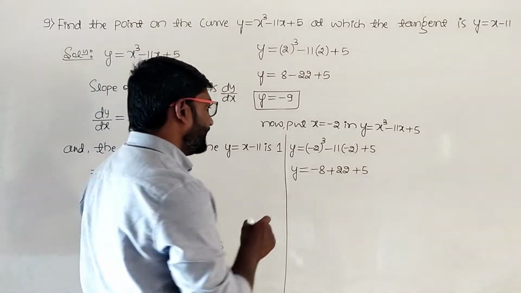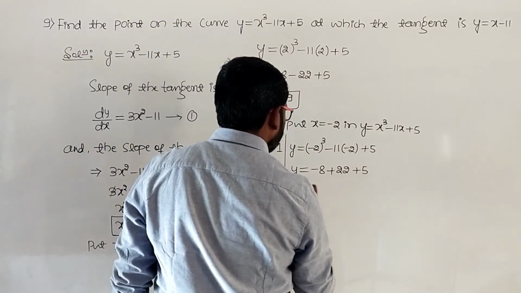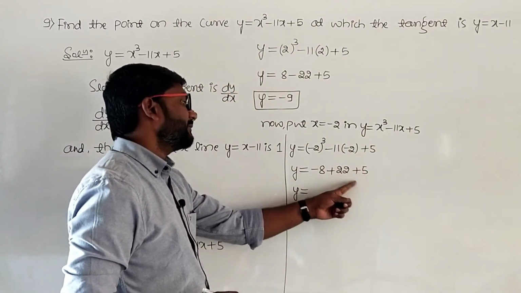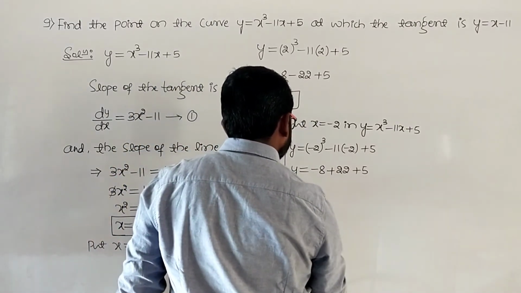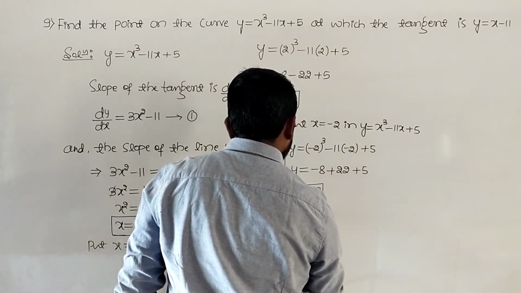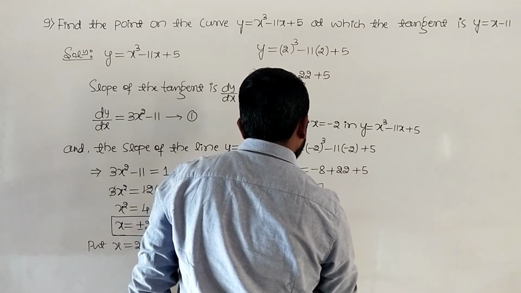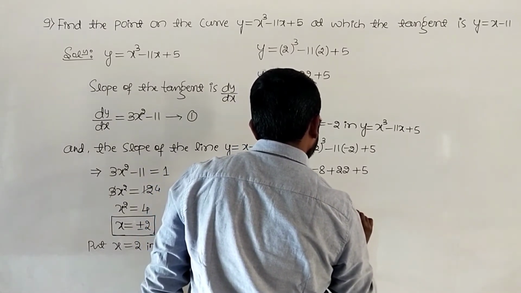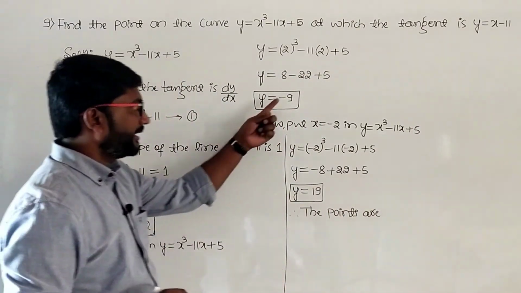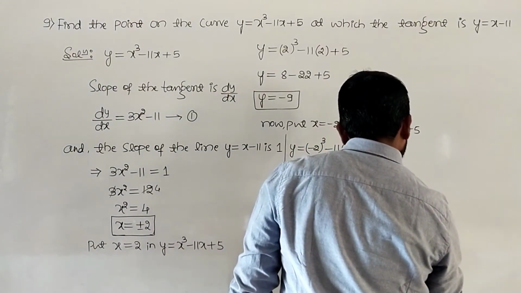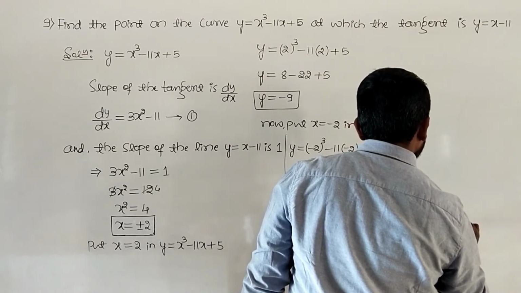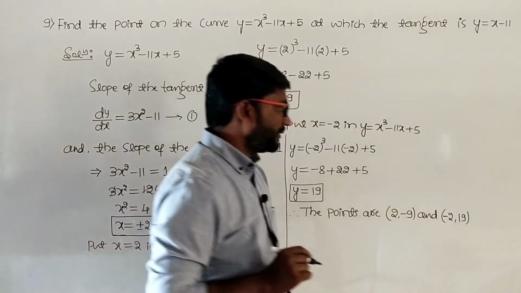So overall what do we have? y is equal to 22 plus 5, it is 27. 27 minus 8 will be 19. You get 19. Therefore the points are, first one, 2 comma minus 9, and minus 2 comma 19.